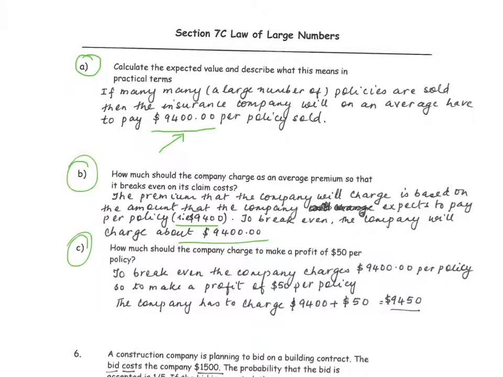So the third one is how much should the company charge to make a profit of $50 per policy? To break even, we just figured out that what we need to charge is $9,400, but if we want to make a profit of $50 per policy, it would be $9,400 plus $50, which is equal to $9,450.